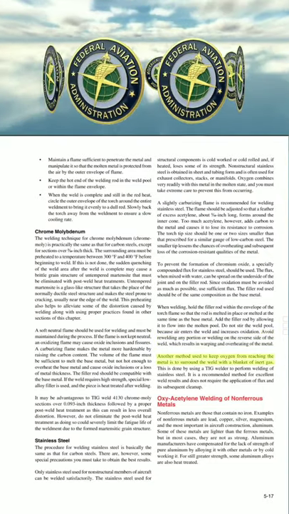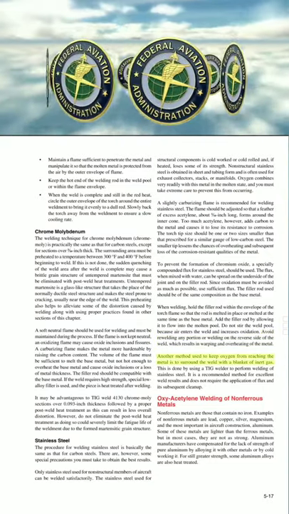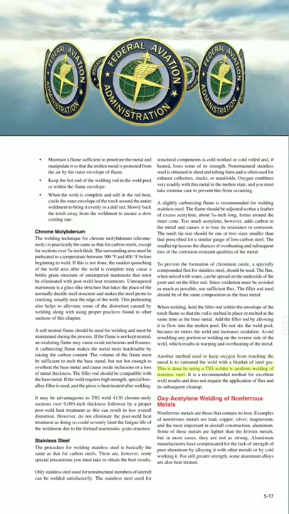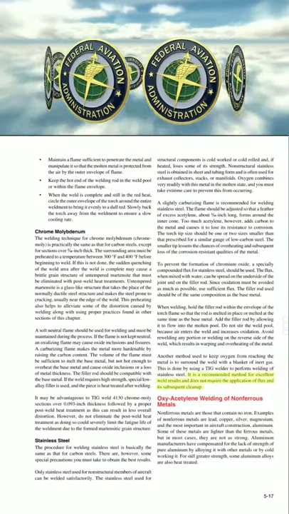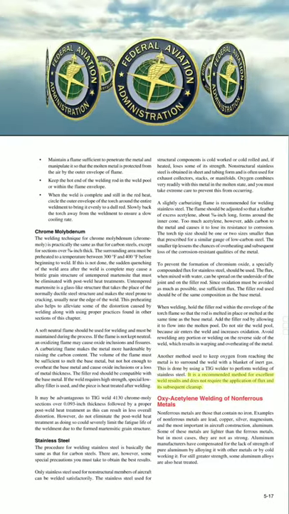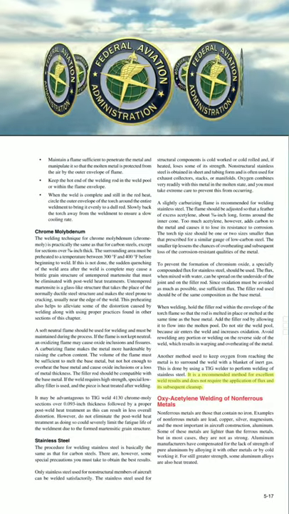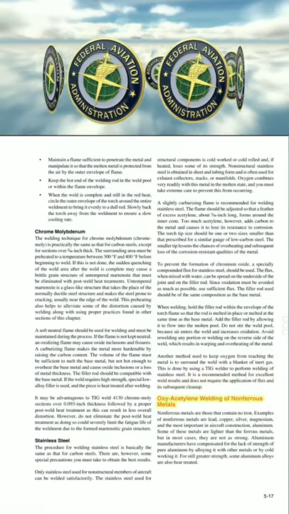the metal. Another method used to keep oxygen from reaching the metal is to surround the weld with a blanket of inert gas. This is done by using a TIG welder to perform welding of stainless steel. It is a recommended method for excellent weld results and does not require the application of flux and its subsequent cleanup. Oxyacetylene welding of non-ferrous metals.